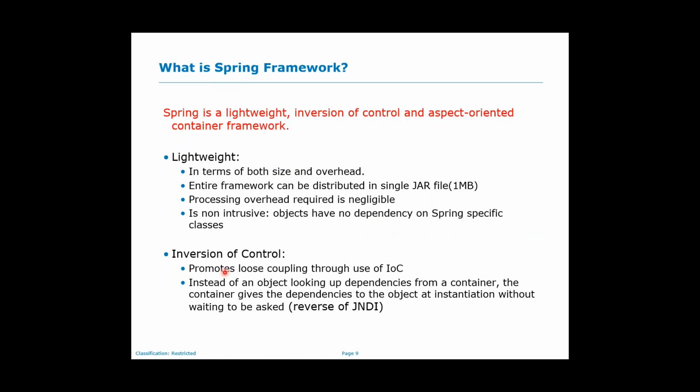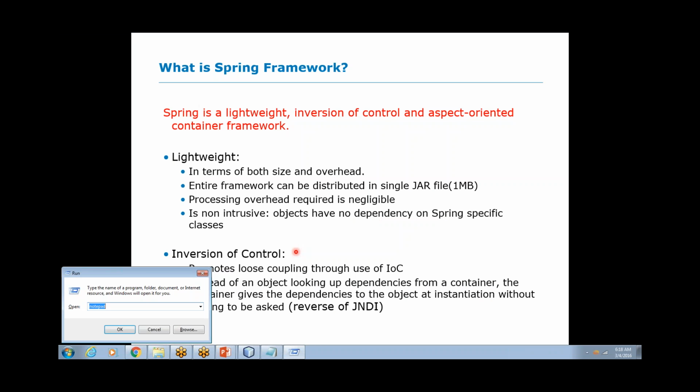Now inversion of control supports loose coupling through use of IoC. Instead of an object looking up dependencies from a container, the container gives the dependencies to the object at instantiation without waiting to be asked, the reverse of JNDI. So this is one of the features of the Spring container, that is inversion of control, and then lightweight. It is very clear that you just require 1 MB for this, and it can be run on your lightweight server, that is the web container.